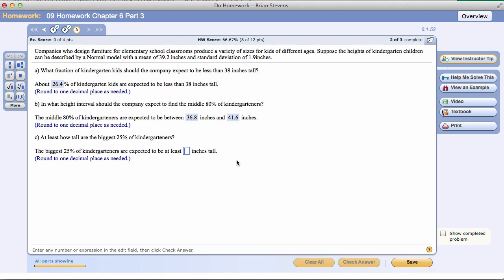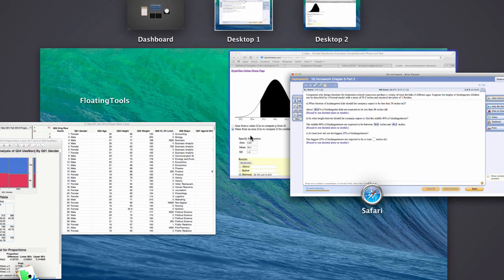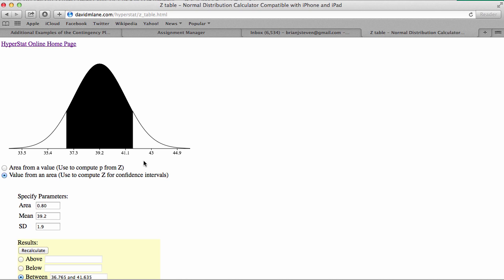At least how tall are the biggest 25%? So this would be inverse norm 0.75. And let's type it in like we would in the calculator just to see it right here. Inverse norm 0.75 gets you the 75th percentile. And make sure to enter in your mean and standard deviation or you'll get the z-score because it will assume a 0,1 and 0,1 is the standard normal. So with this in mind, the tallest 25%, which is the 75th percentile, would have heights above 40.481 inches.